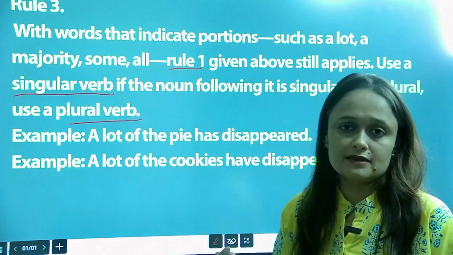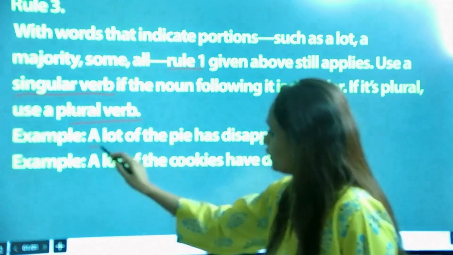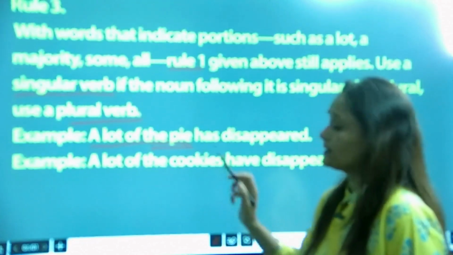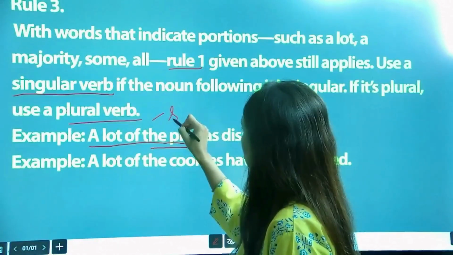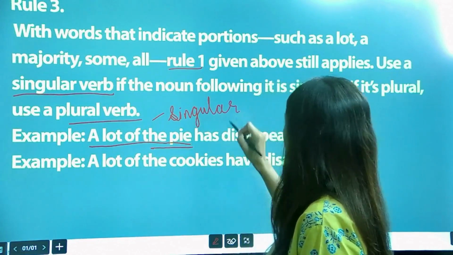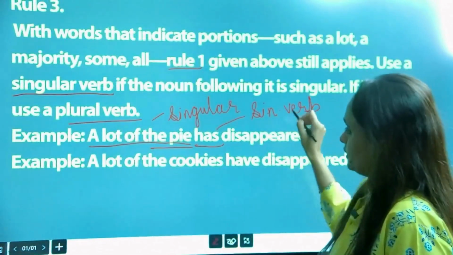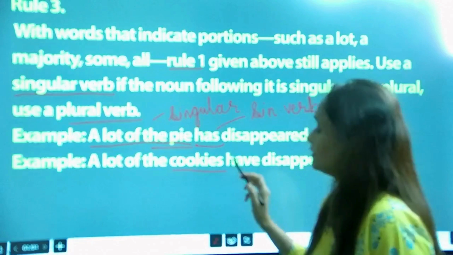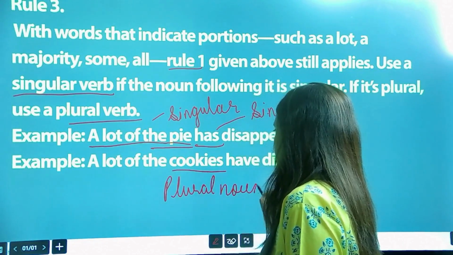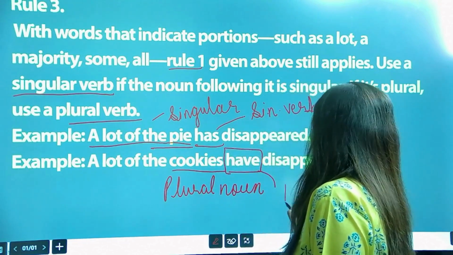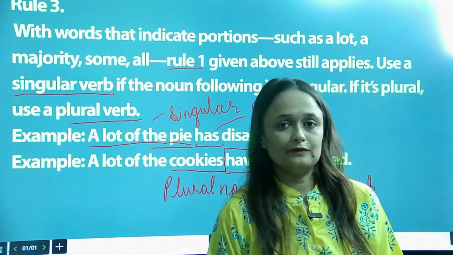Okay, so let's understand with the help of one example here. For example, a lot of the pie. So children, tell me, the pie is a singular noun or plural? Yes, of course, this noun is singular. So the verb has to be also singular. In the same way, a lot of the cookies. So cookies is a singular or plural noun? Yes, plural noun. So a plural verb will be used here. Okay?